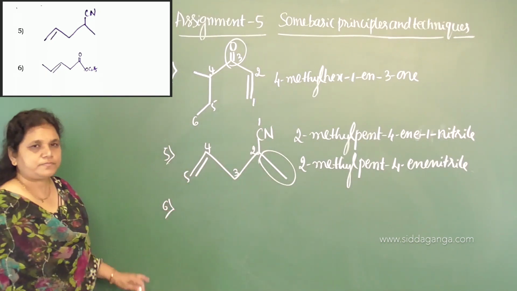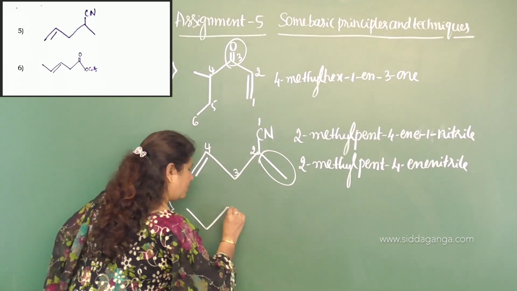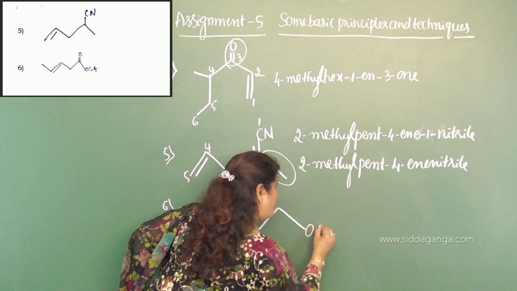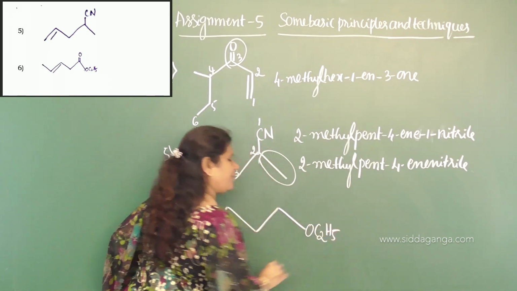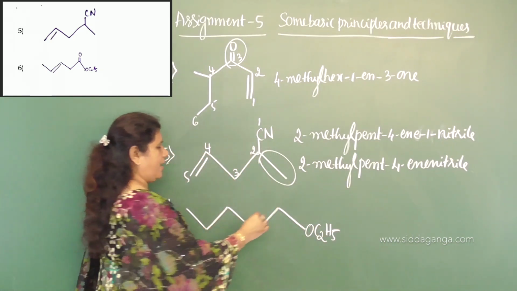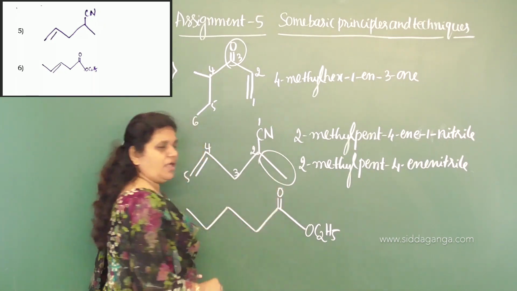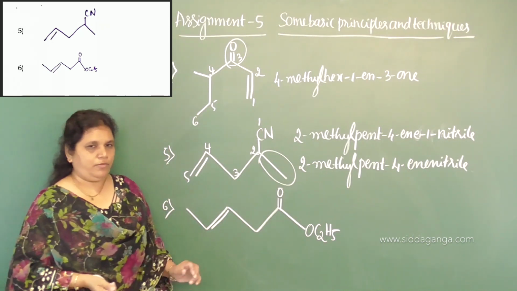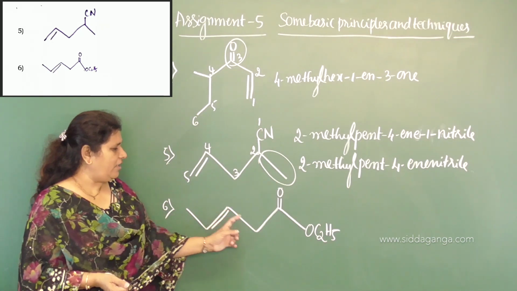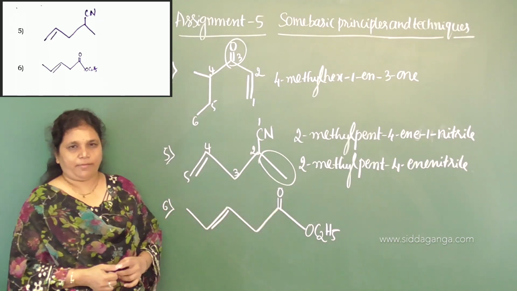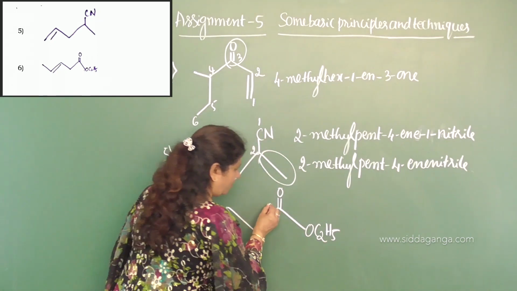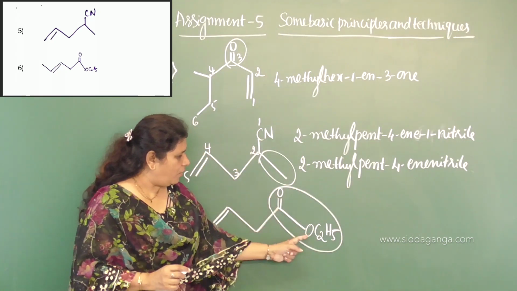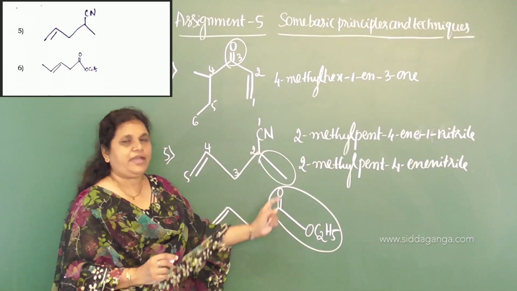Sixth compound. What is given? This is the compound given: OC2H5, OC2H5, a double bond, a double bond O, and here is a double bond. 1, 2, 3, 4, 5. 5 carbon atoms are there. What is the functional group? Just look at this functional group. COOC2H5 means it is an ester.